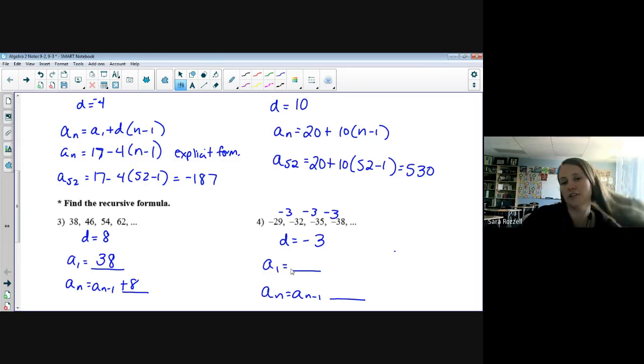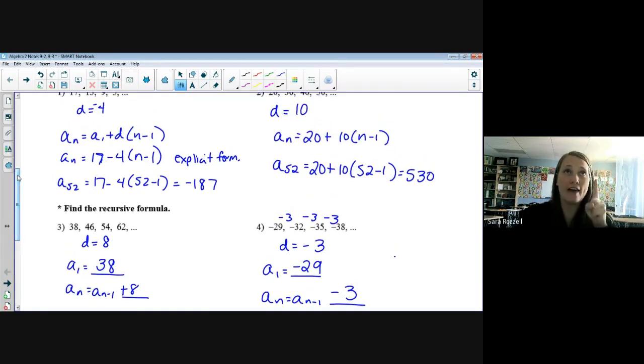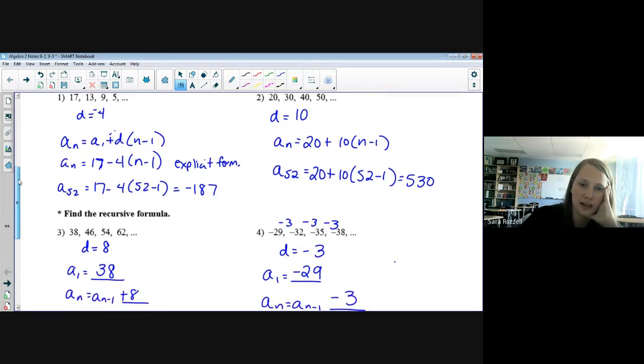Good. Our first term was negative 29. And all the terms after that, you just subtract 3. So recap for arithmetic, you add the same each time. Arithmetic, add, they both start with the letter A. That helps me remember that. Arithmetic, add or subtract, but you know, add and subtract go together.